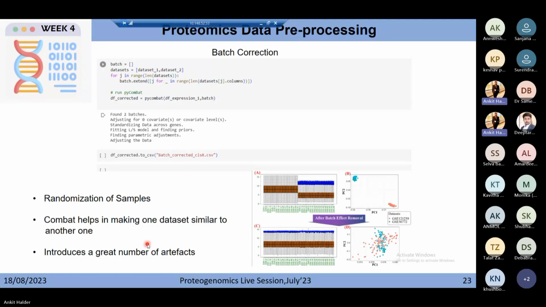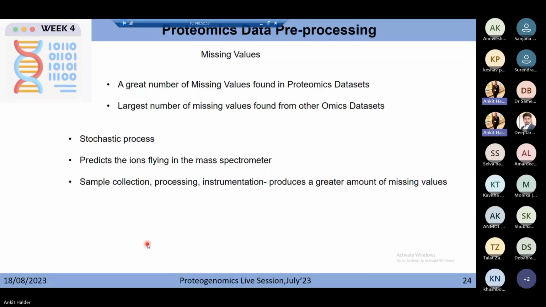So I think it's clear, right? Any questions till here on batch effect and normalization? No questions, right?